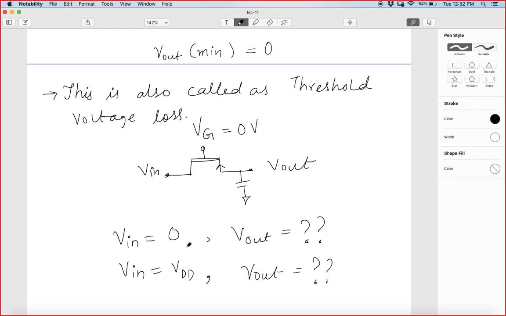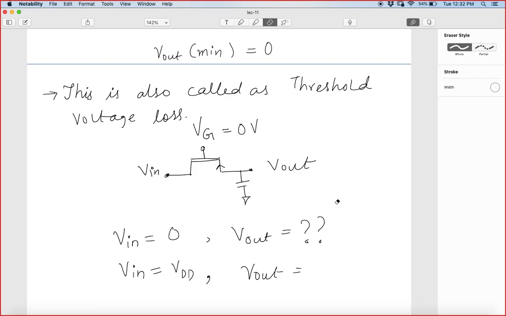Mod VTOP. Yes? It will be mod VTP, sir. Okay, in case when it is V in, and V equals, and when V in is equal to VDD, V out will be VDD. Here will be VDD. Okay.